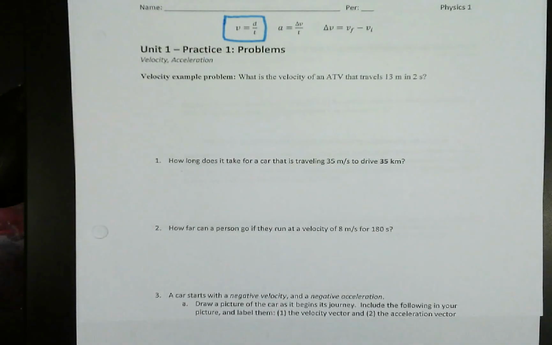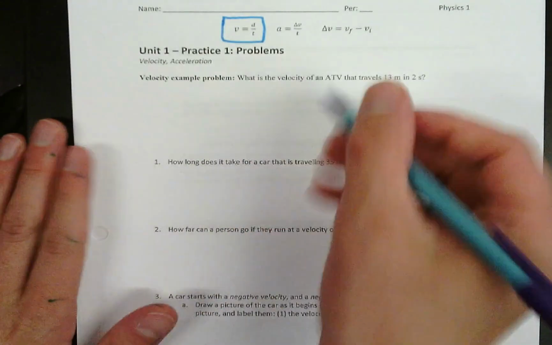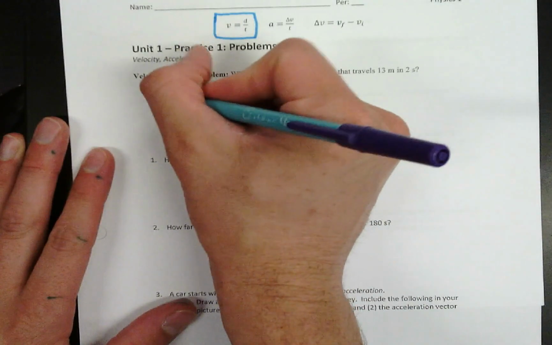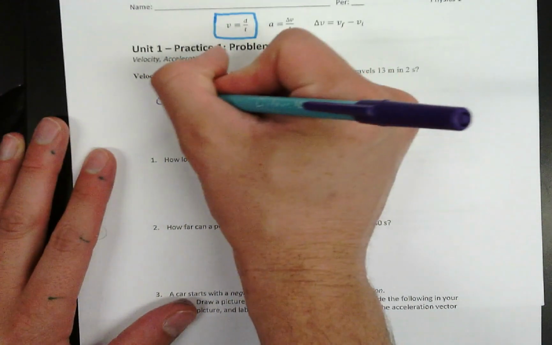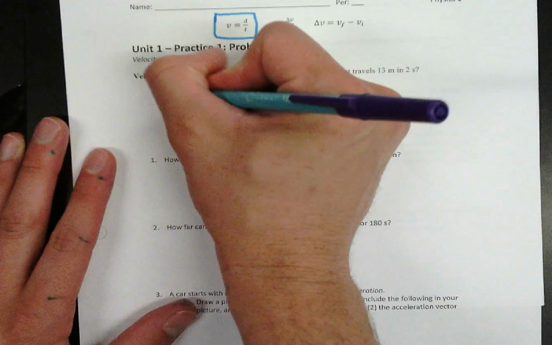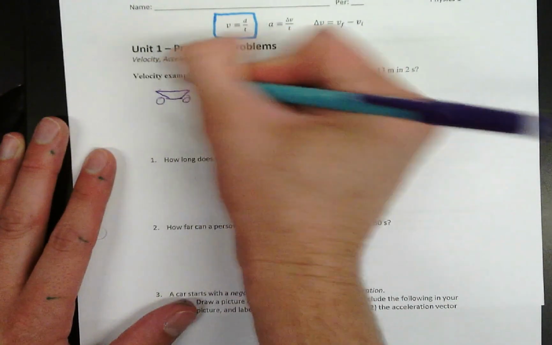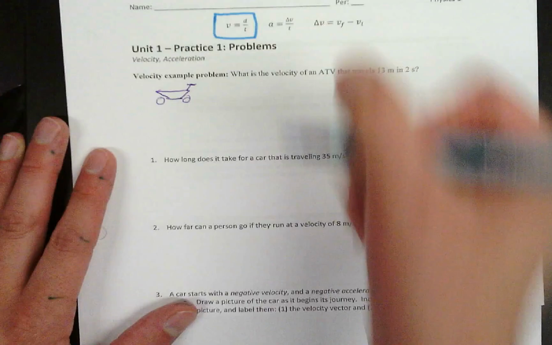Okay? Okay, so how do we do these? First thing that we're going to do is draw just a really simple diagram. I'm not super picky on these just yet, but I will be going forward. So we've got an ATV, which looks totally like this. There we go. Doesn't look like a wagon, looks like an ATV.